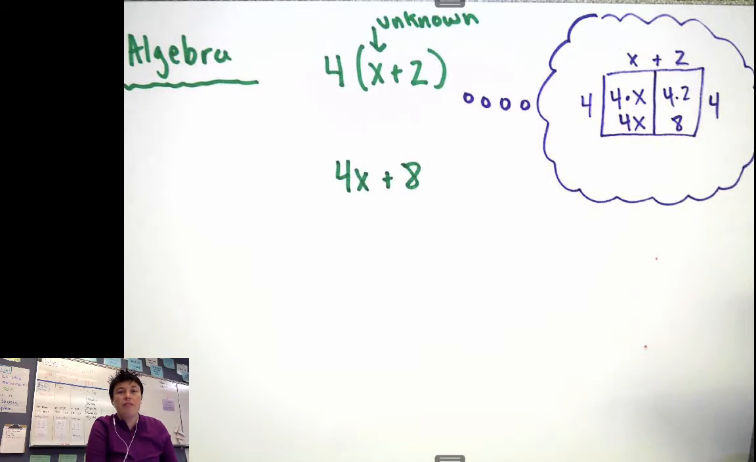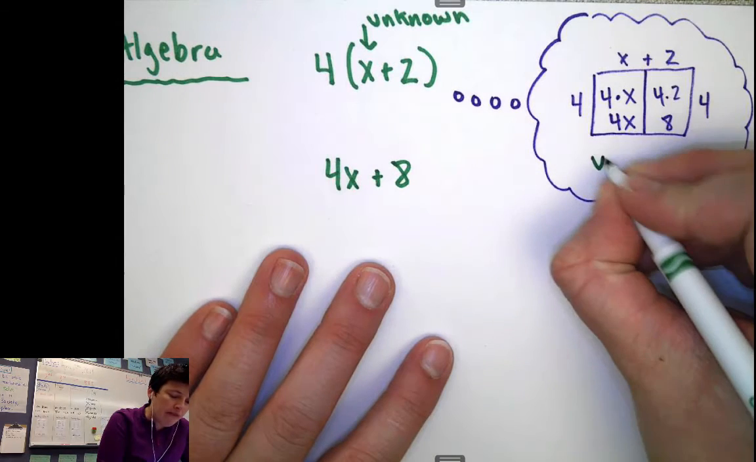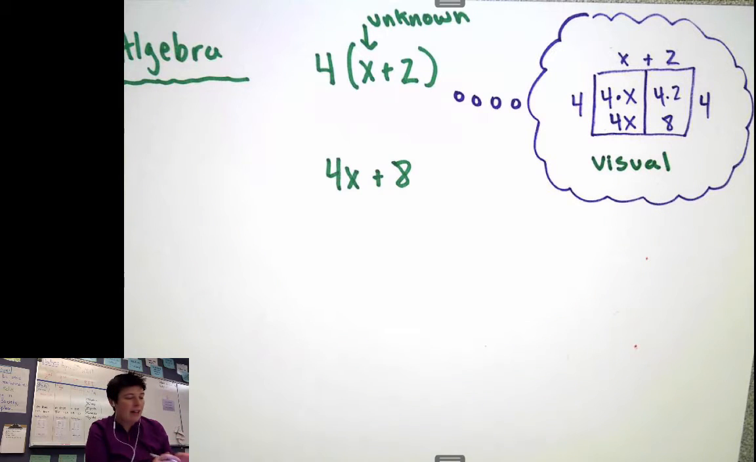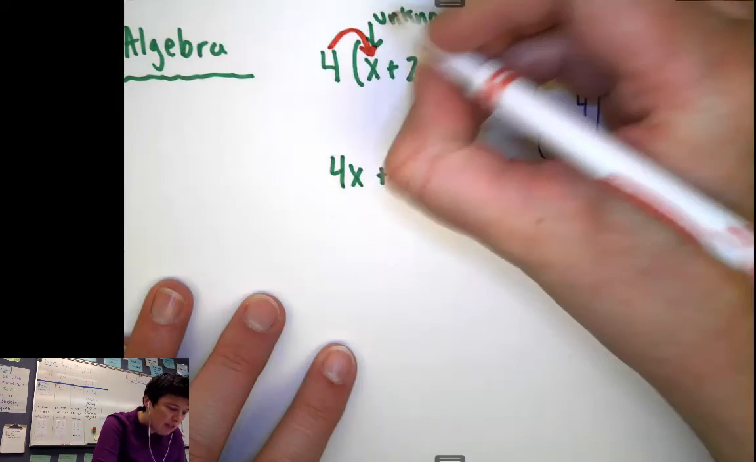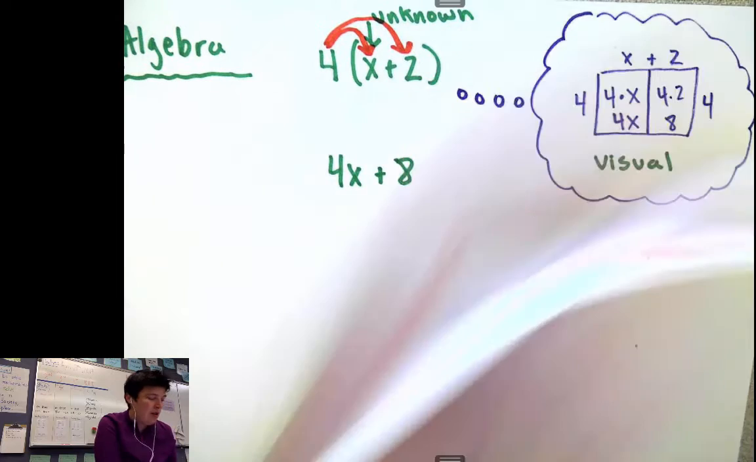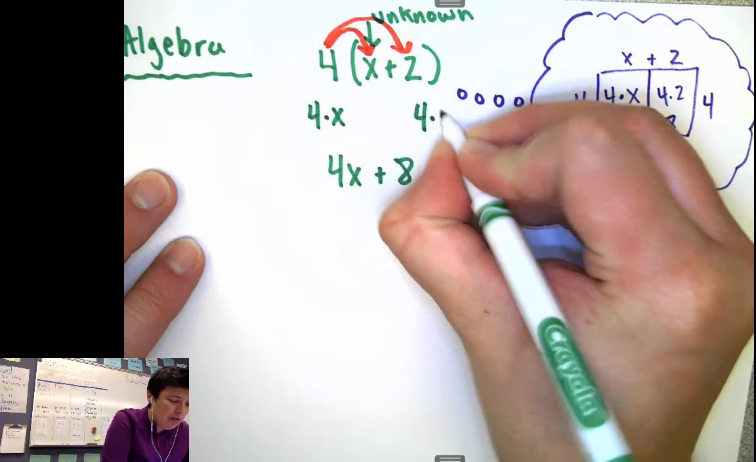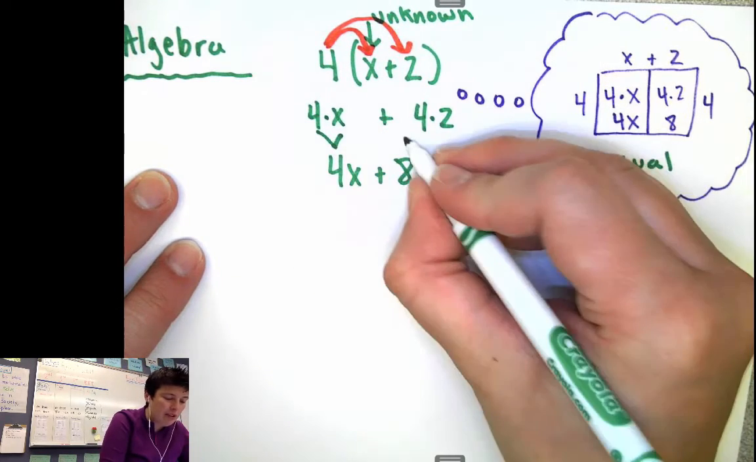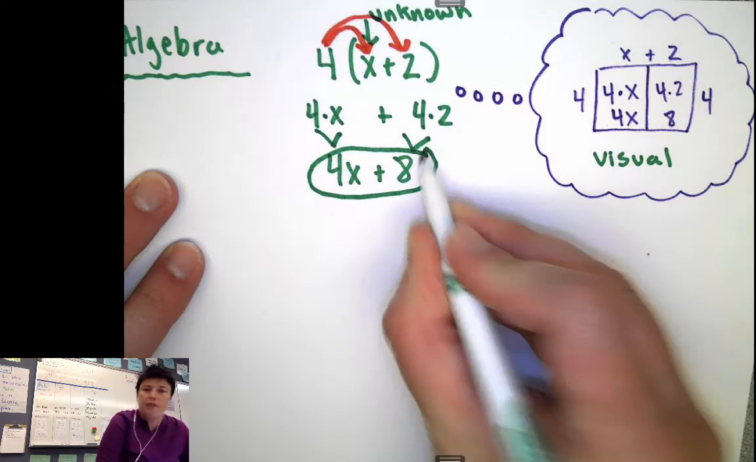And I showed a lot of good work in my little thought bubble here. This is what I would call my visual. So it's a real pictorial way of seeing it, but I didn't have to do it that way. I could have used those distributive arrows. I could have said, okay, I'm going to do 4 times the x. I'm going to do 4 times the 2. That means I'm going to do 4 times x and 4 times 2, and I'm going to add them together. 4 times x is 4x, and 4 times 2 is 8. Same simplified solution here, different process.